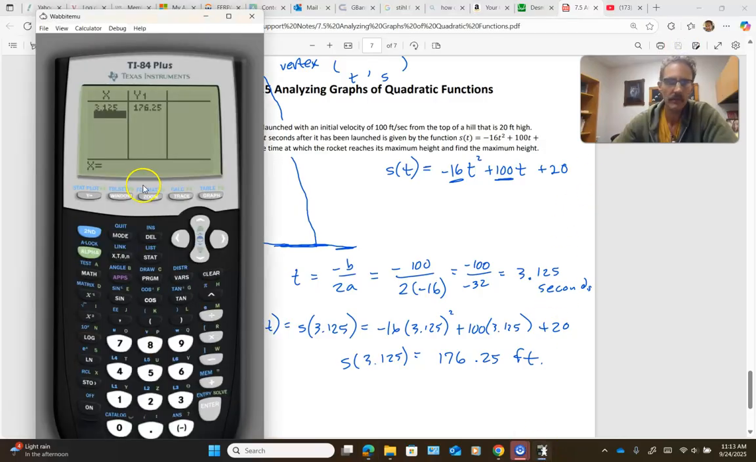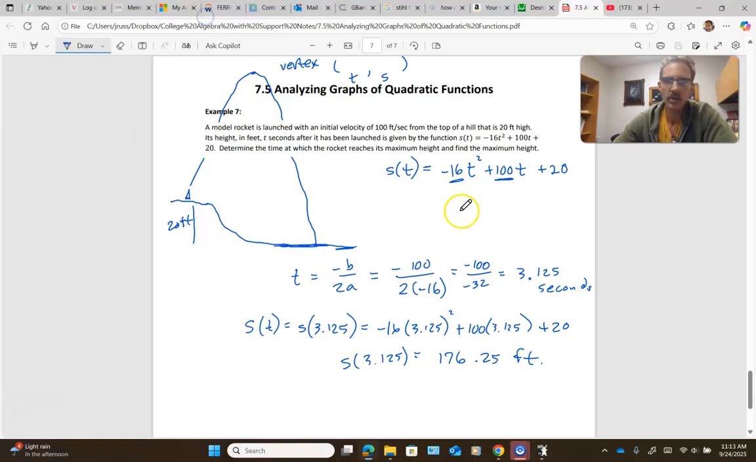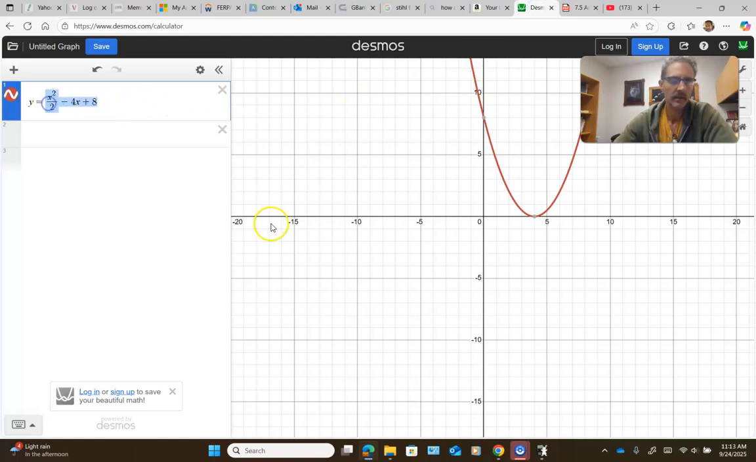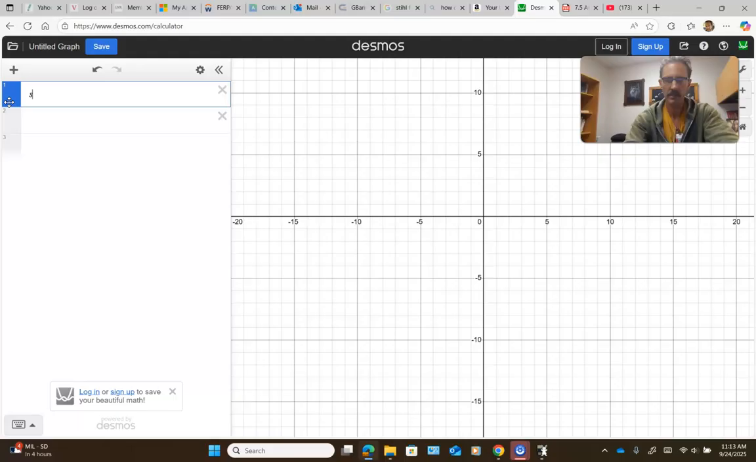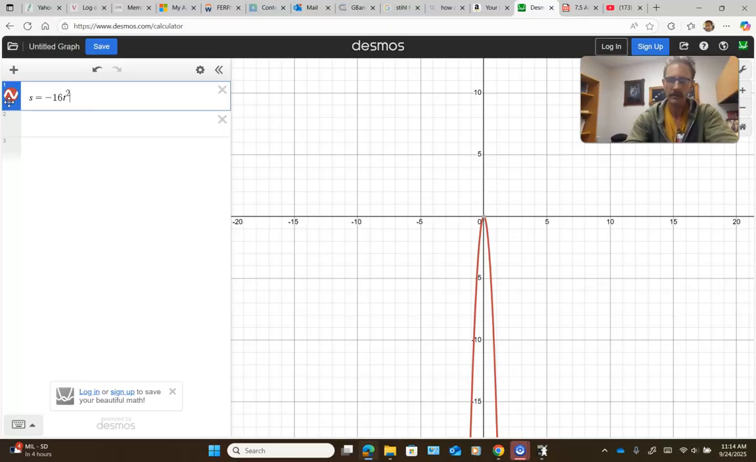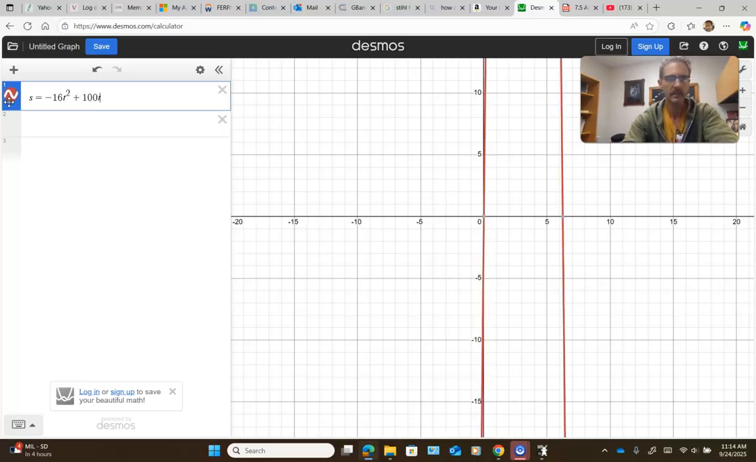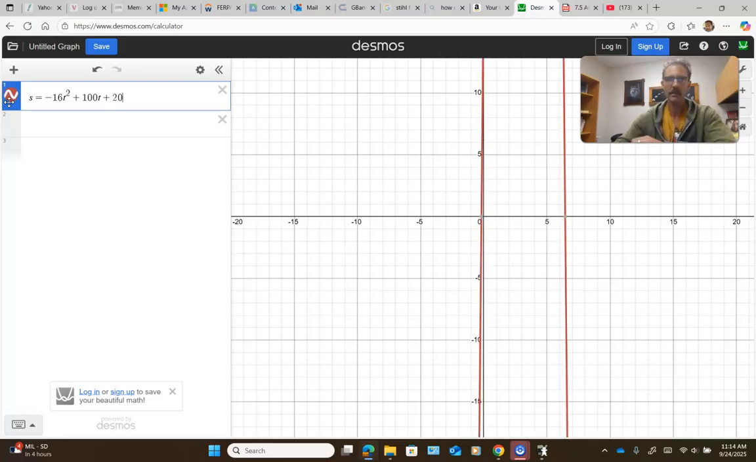Okay, I'm going to go ahead and change my table settings back to automatic. Quit. Let's go ahead and graph this function in Desmos. You can call it S if you want. S is equal to negative 16t squared plus 100t plus 20. Okay.